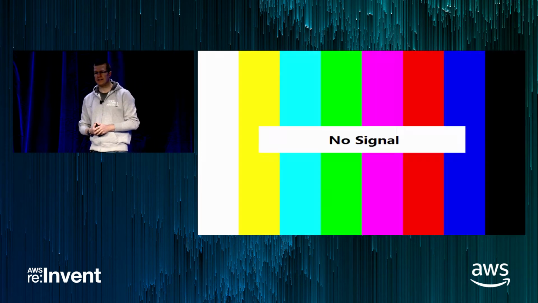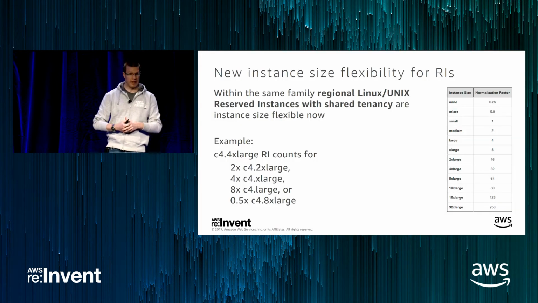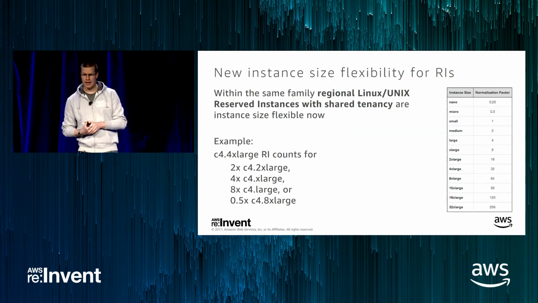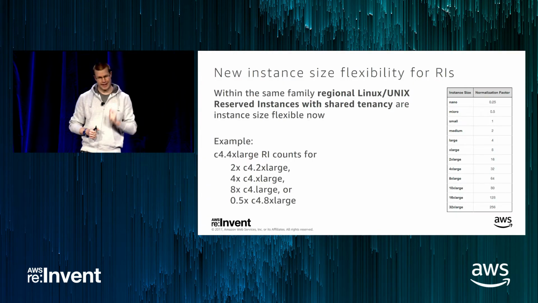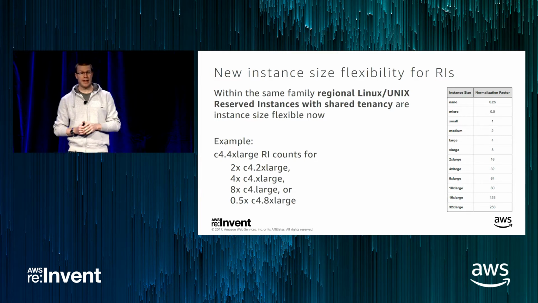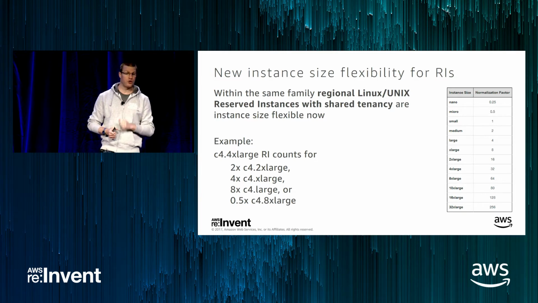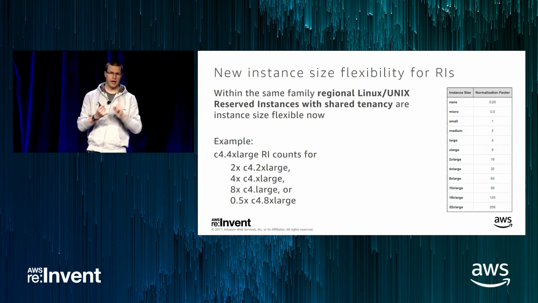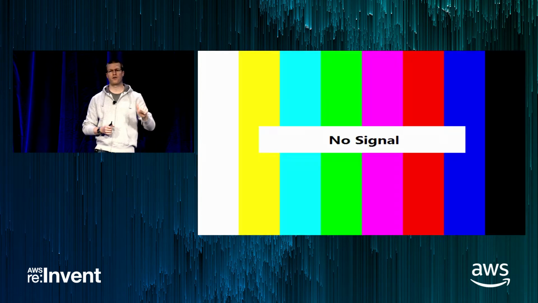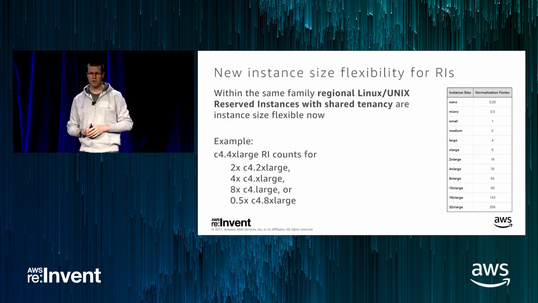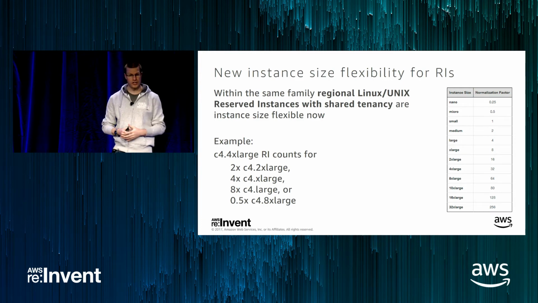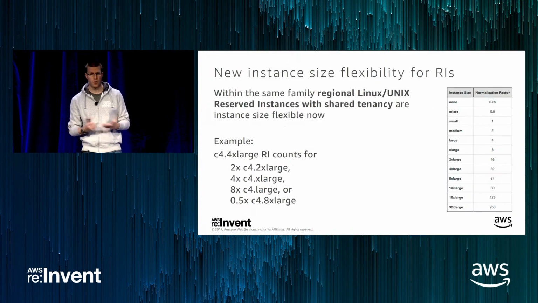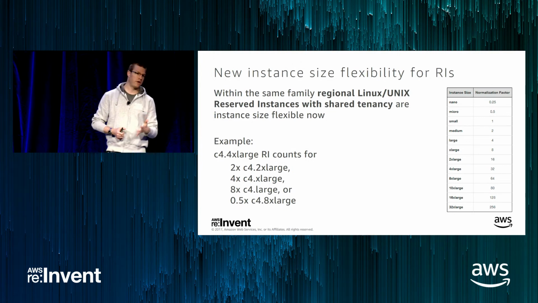Talking about reserved instances, there is also a new size flexibility for reserved instances. And as there is so much information in it, I actually read the sentence because it's very important. Within the same family, regional Linux and Unix reserved instances with shared tenancy are instance size flexible now. That means the three important pieces of information here: it needs to be regional, so not availability zone based. So you need to configure the reserved instances to cover the whole region. It needs to be Linux and Unix, so Windows is out of that. And it needs to be shared tenancy.